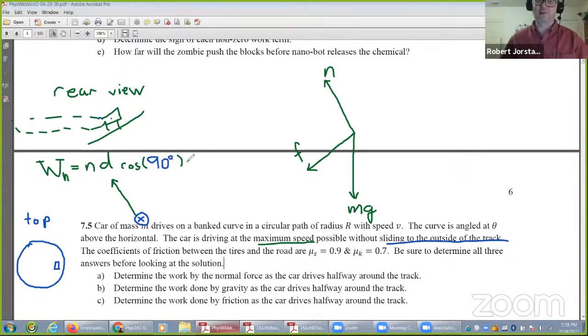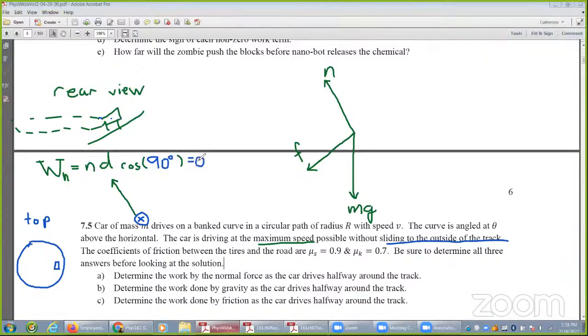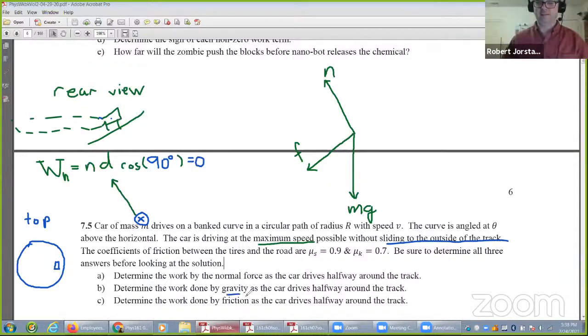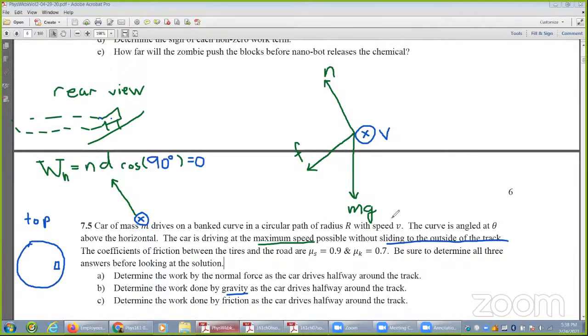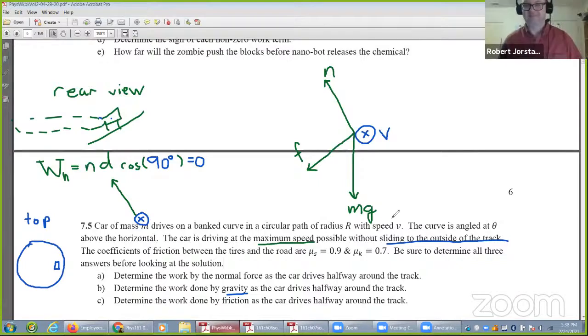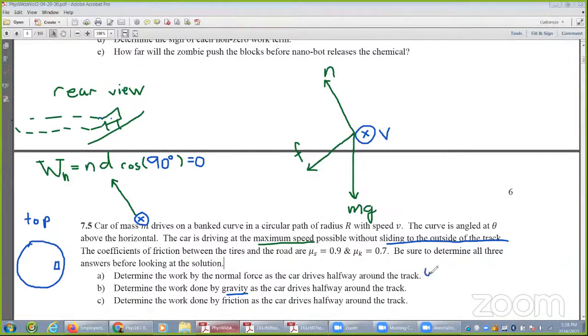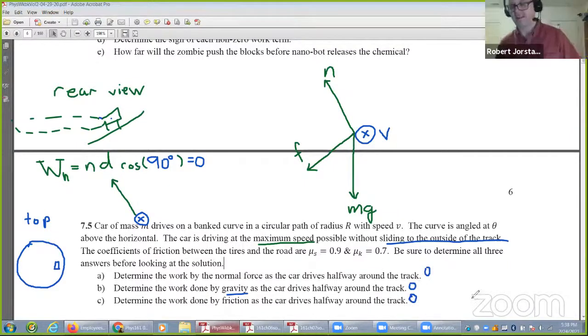So what's the work done by the normal force? 0. Wait a minute. What's the work done by mg? That's the velocity. What's the angle? Is that 90 plus theta? No, it's 90. That's the answer. They're all 0. Look at it. Let me show you here. Sneaky, right?